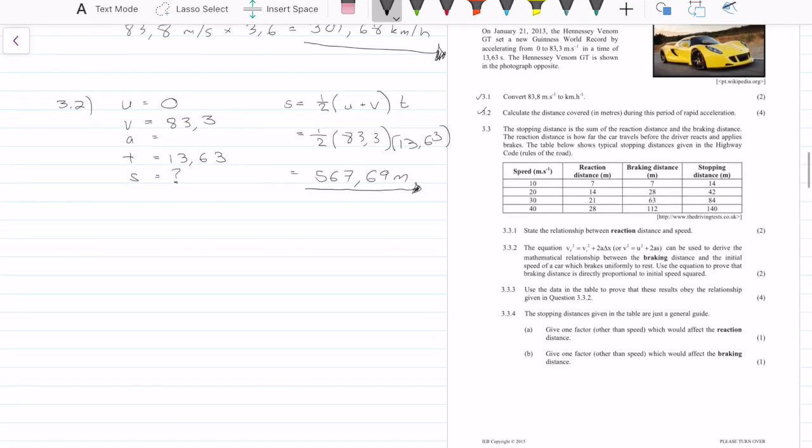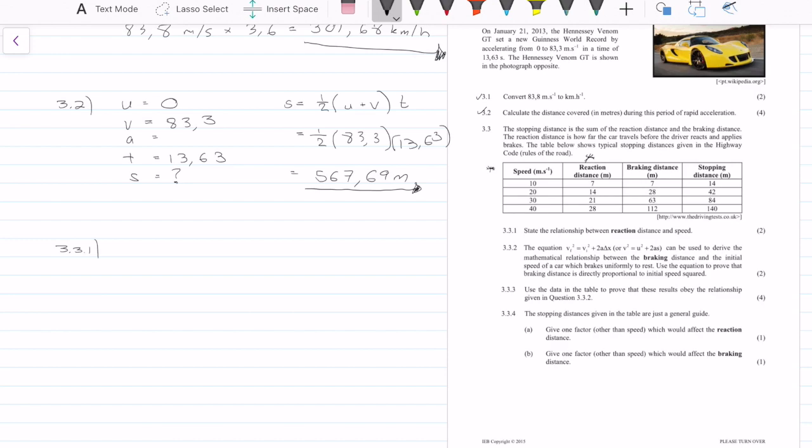Okay, let's go on. So question 3.3.1. It says the stopping distance is the sum of the reaction distance and the braking distance. The reaction distance is how far the car travels before the driver reacts and applies brakes. Then we've got a table of it. Then it says state the relationship between reaction distance and speed.